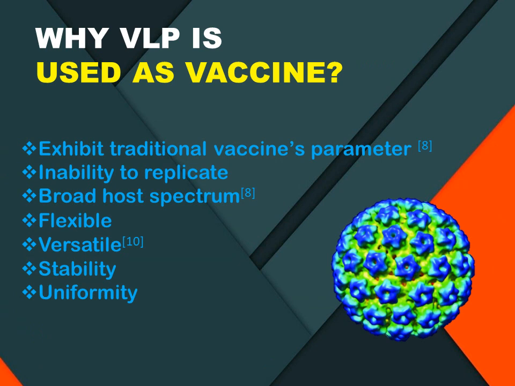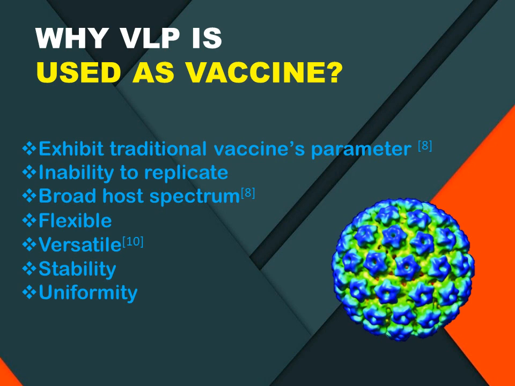Why is VLP used as a vaccine? VLP are used as a vaccine as it exhibits traditional vaccine parameters. The immune system is able to recognize it as it has the exact properties of a native virus, and an immune response is able to be triggered. VLP-based vaccine is also safe to use as it is unable to replicate. In other terms, it's not infectious anymore.